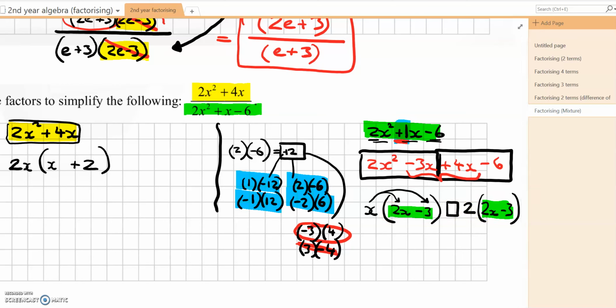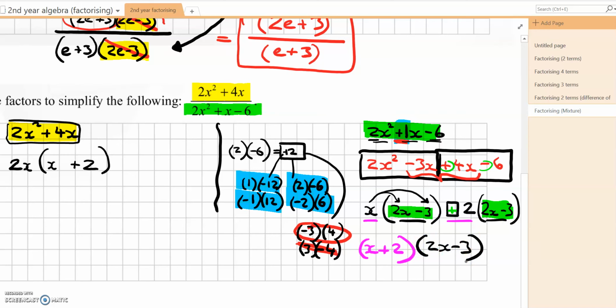And don't forget our sign. That's going to need to be a plus, isn't it? Because plus 2 by 2x will give me the plus 4x. And plus 2 by minus 3 will give me the minus 6. So I have all my signs in the right order. So now I need to get what's outside the two brackets. That's an x plus 2. And put them into a bracket. And then the bracket that repeats itself, this green one, I just write that once. 2x minus 3. Okay, so that's the factors of that one done.